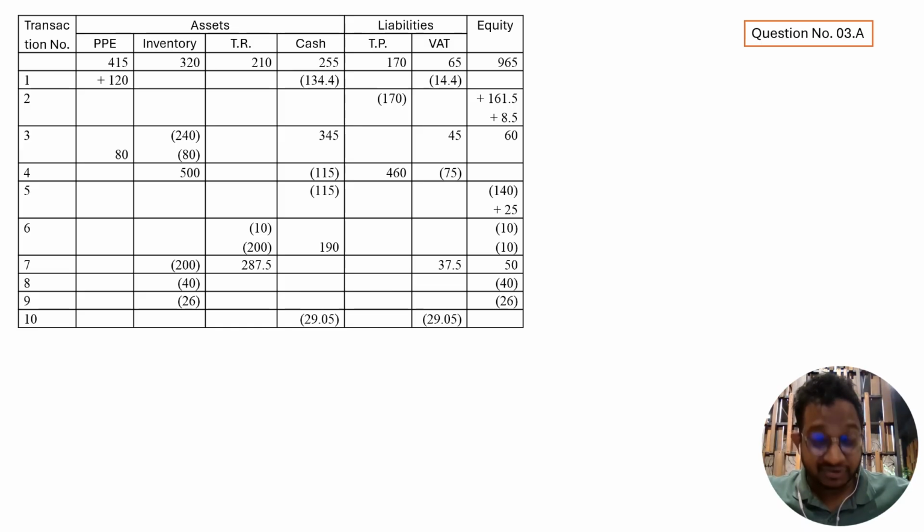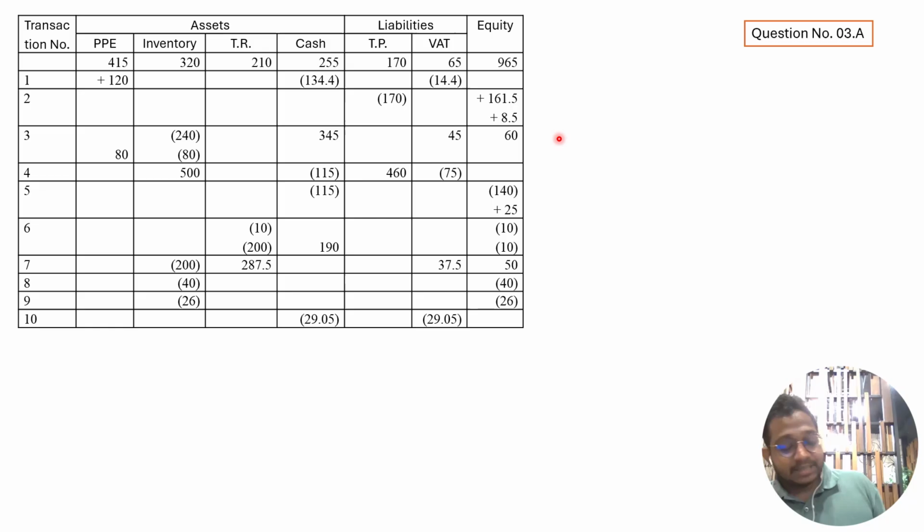This was freshly prepared using the 2024 past paper. Here, Nuwan Traders is a business that imports and sells modern electricity fans in Sri Lanka, and this business is registered for value-added tax. As at 1st of October 2025, the following balances were extracted from the business's ledger accounts, and the opening balances are given for PPE, inventory, debtors, cash, equity, trade creditors, and then the VAT.